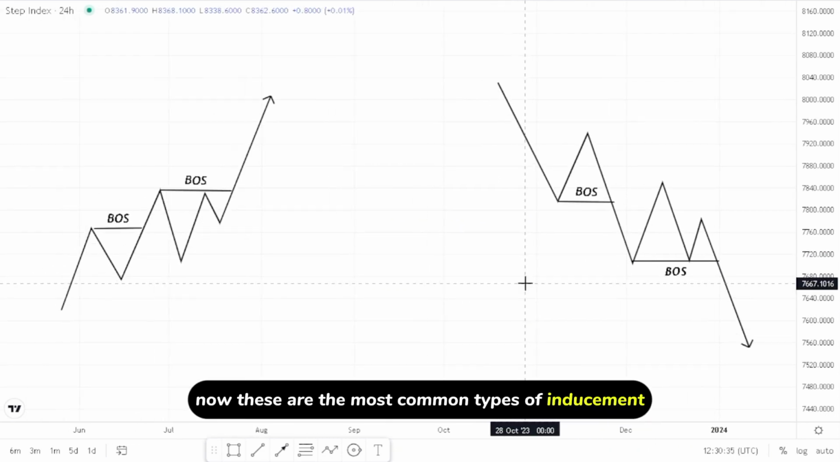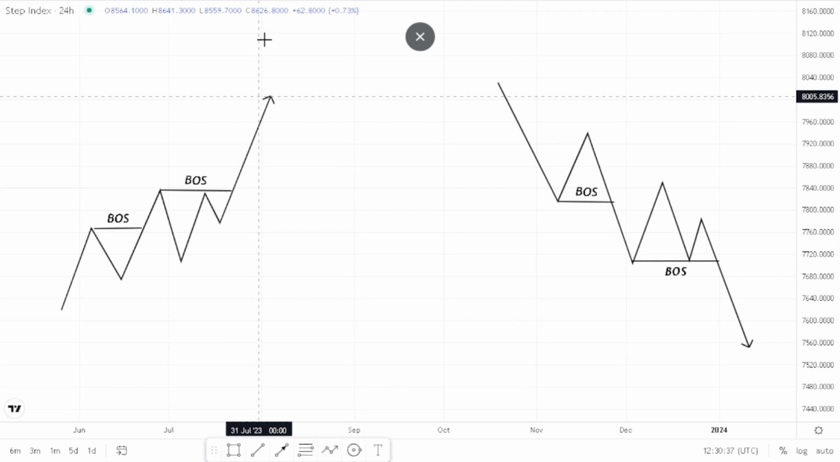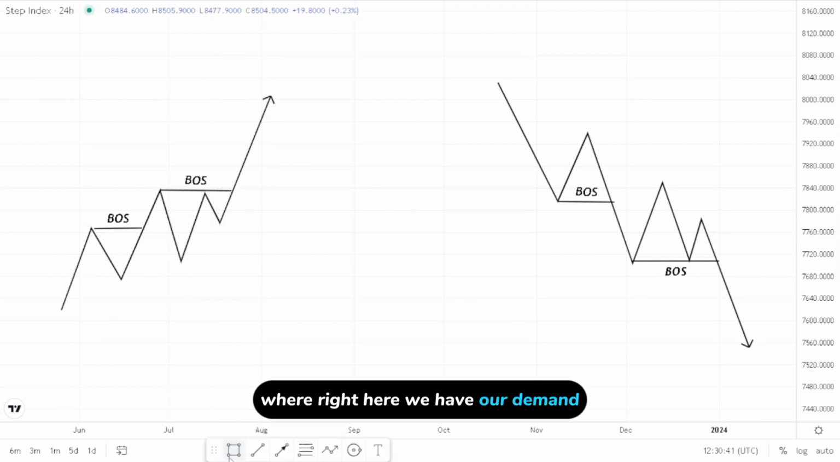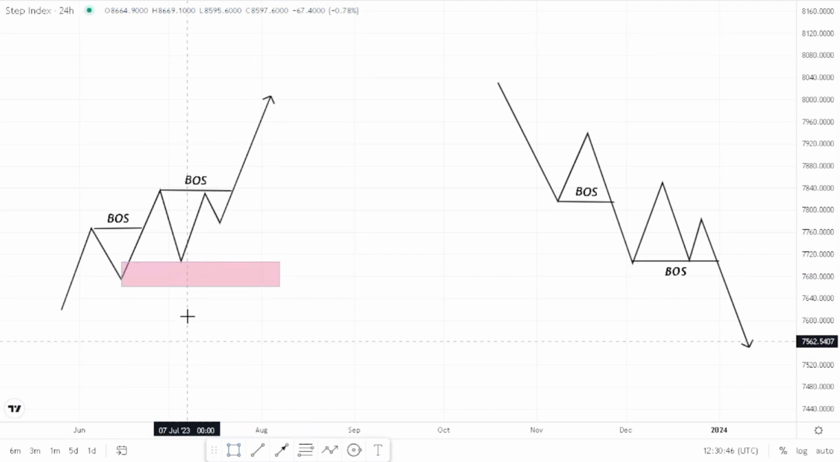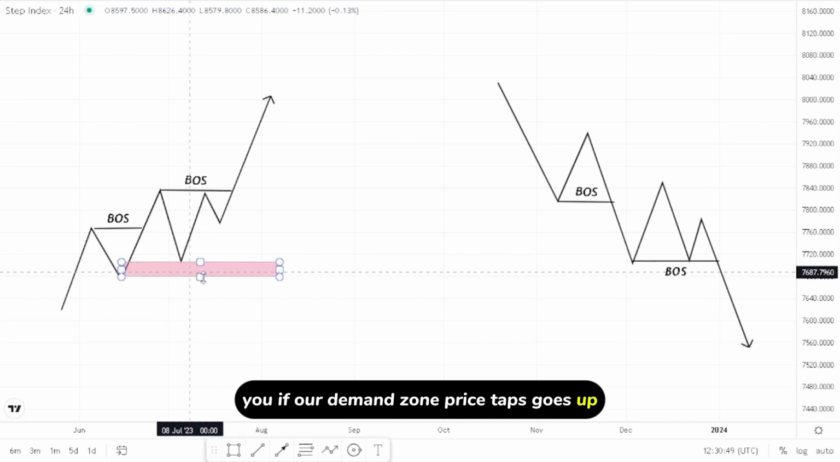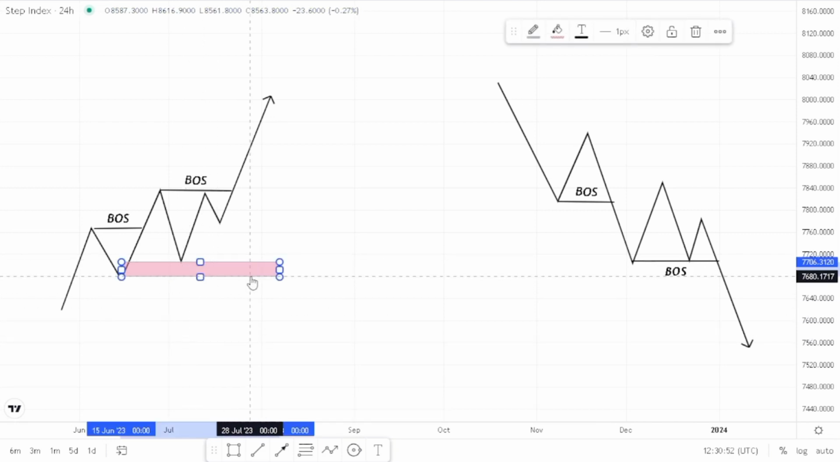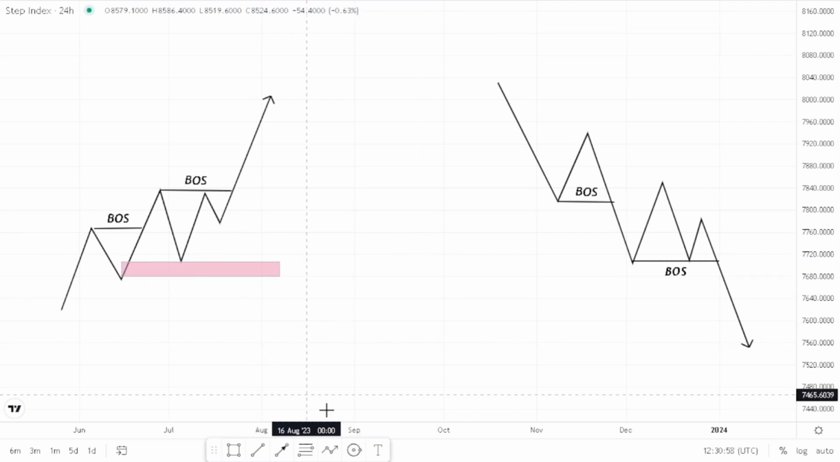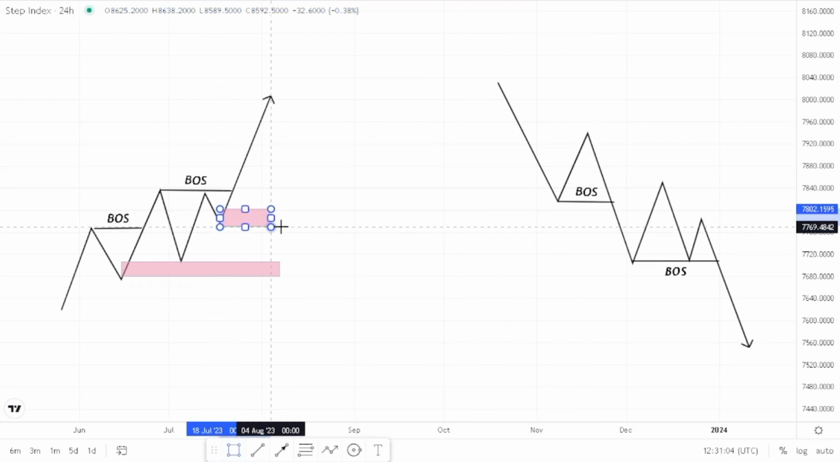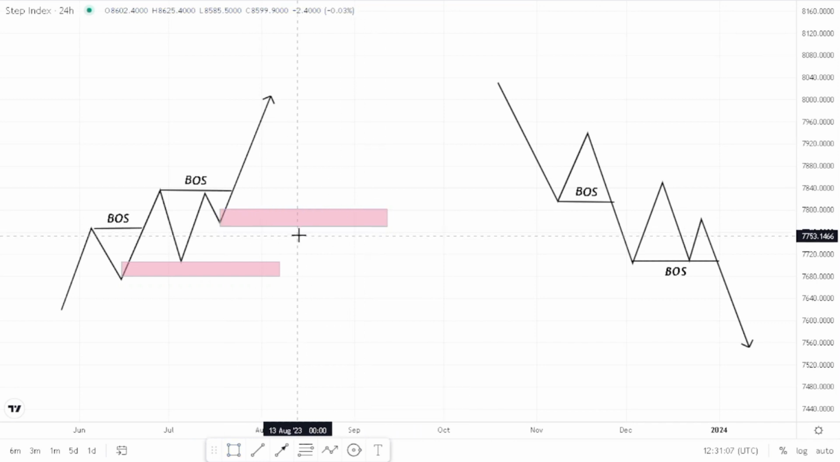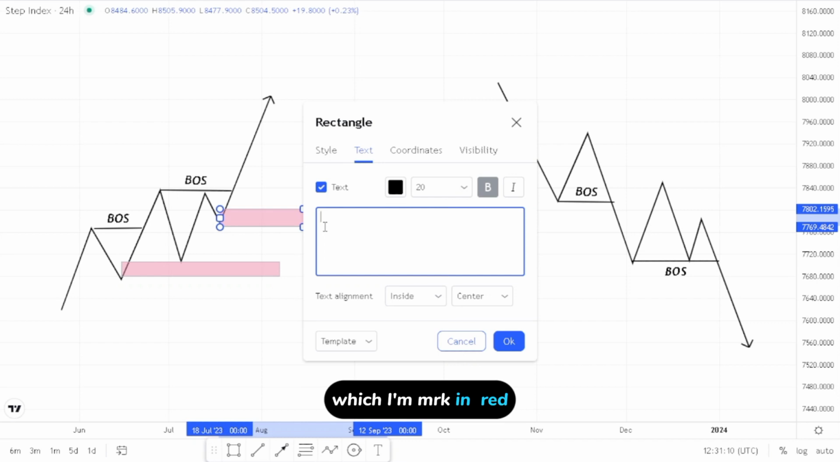Now, these are the most common types of inducement or smart money traps. Where right here we have our demand. Here we have our demand zone, price tips, goes up, let me make another demand, and you have this one, which I'll mark in red. Okay, the demand.